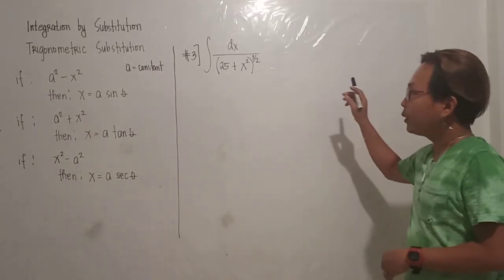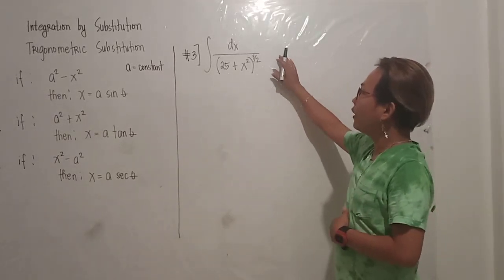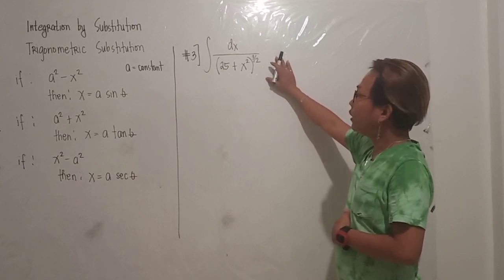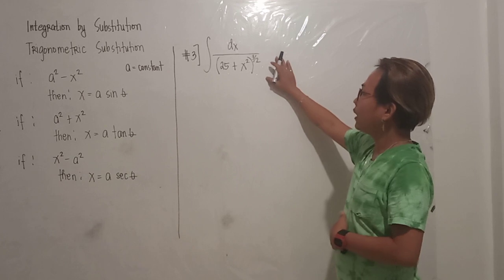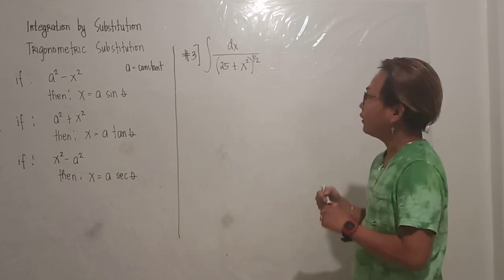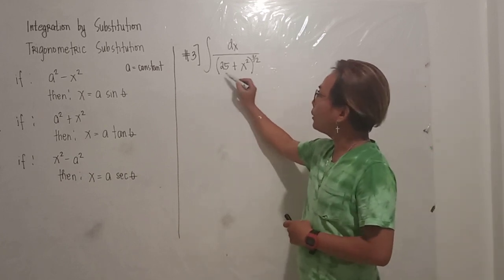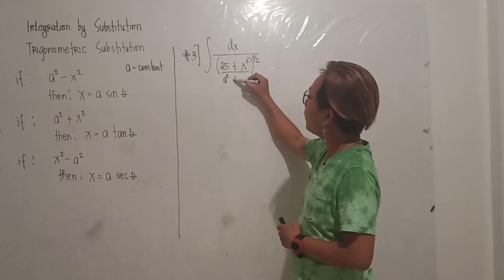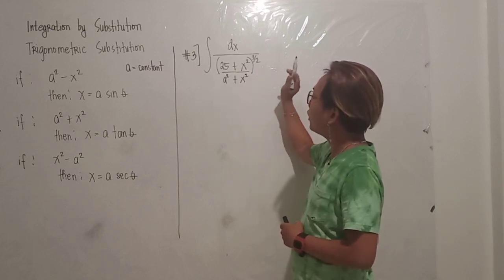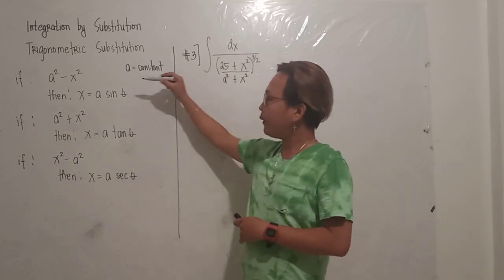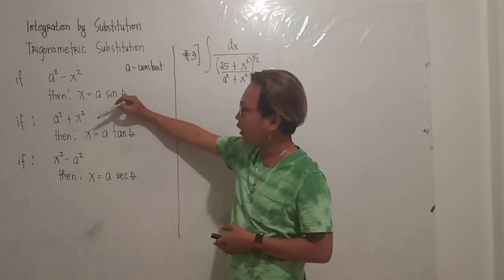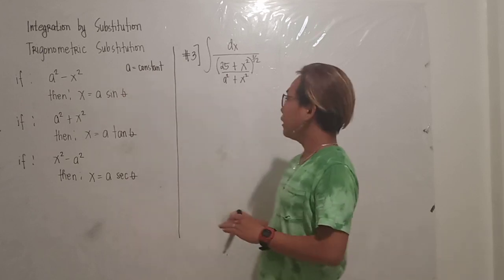Okay, next example, you will have the integral of dx all over the quantity of 25 plus x squared raised to 3 halves. If you analyze this problem, this is in the form of a squared plus x squared. So according to the pattern, if you have a squared plus x squared, you will have to let the value of x as a tangent theta.